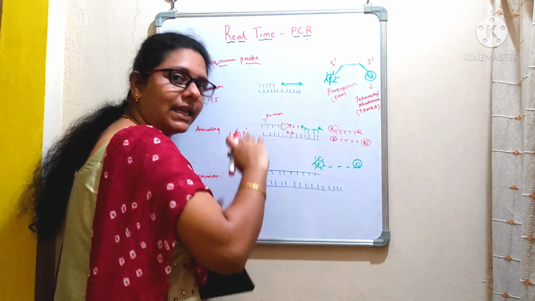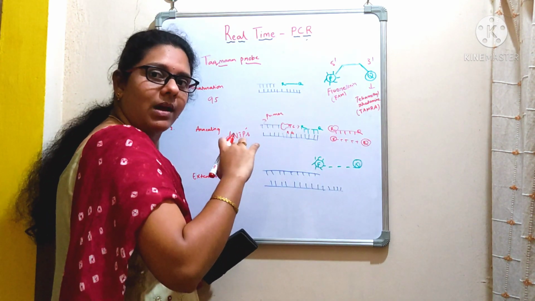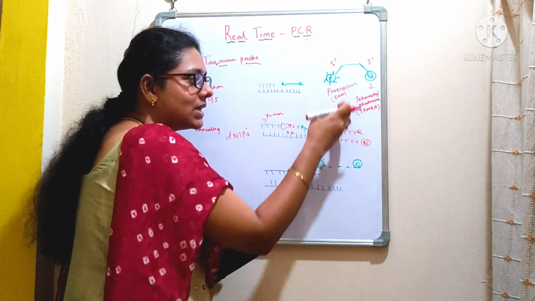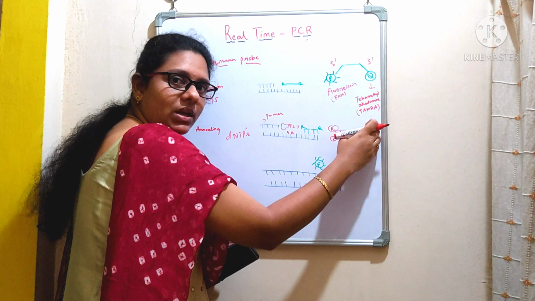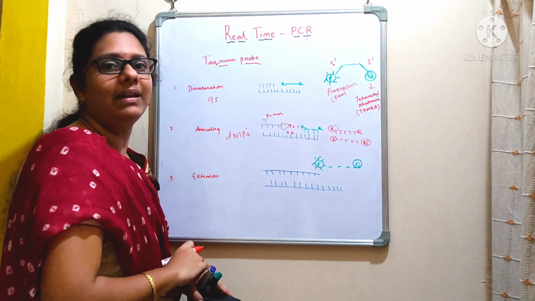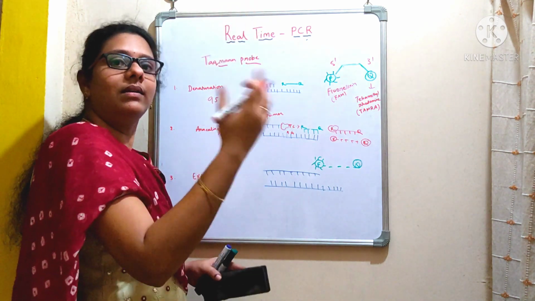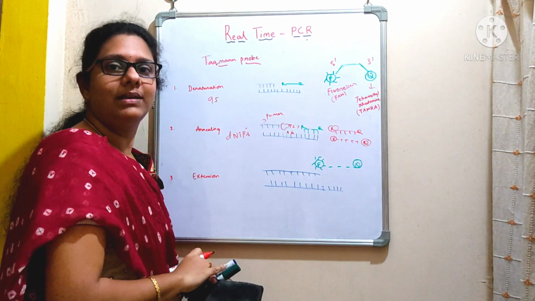But when they are set apart, that means when they are broken by the DNA polymerase, when this fluorescent is separated from this quencher, it will emit the light. So that emitted light will be captured and then it will be shown on a digital display.